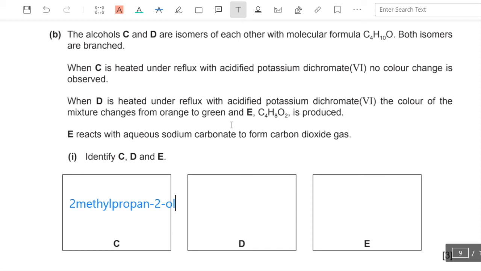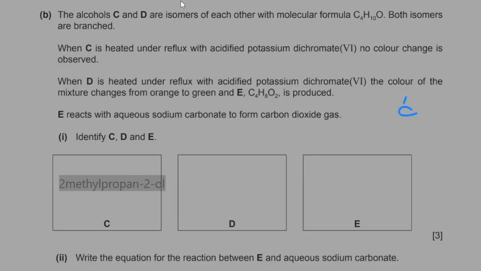So the branch can be on the second carbon atom, and that would make it 2-methylpropan-1-ol. Let's look at the structure of D. We know that it is going to be a primary alcohol, so it is going to have 2 H's. Now we're left with 3 carbon atoms from the original 4, and we're told that it is a branched structure. That means the last carbon atom has to be a branch on the second carbon atom, because if you drew it on this last carbon over here, it would not be branched, it would be a straight chain alcohol. So I draw it on the second carbon atom, and this would make it 2-methylpropan-1-ol.